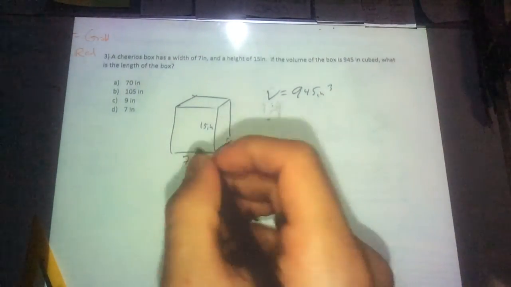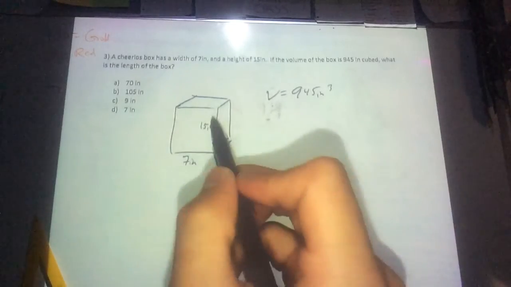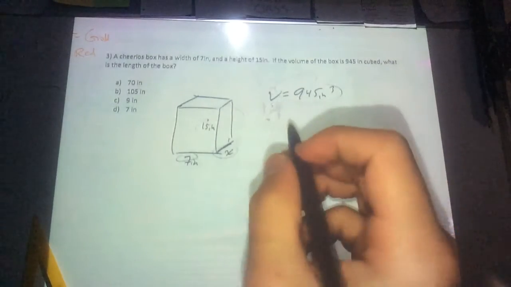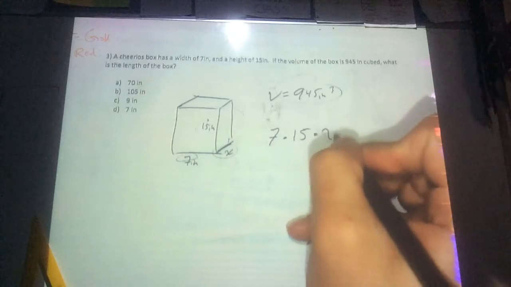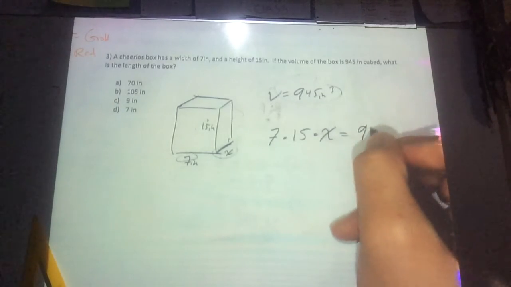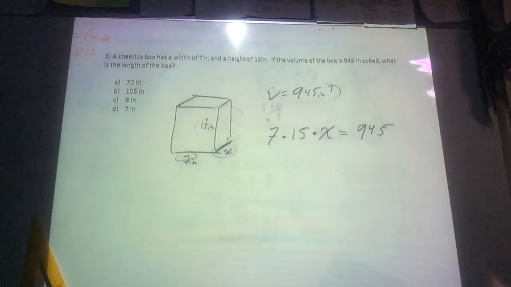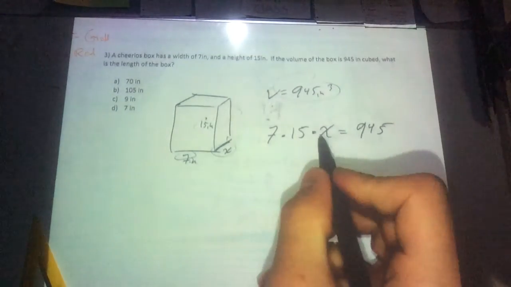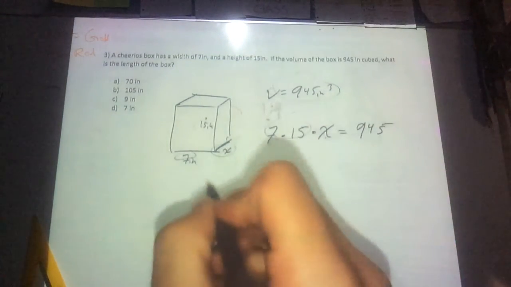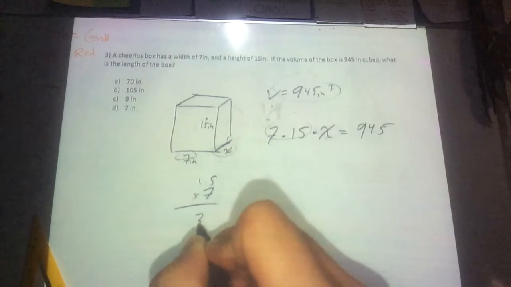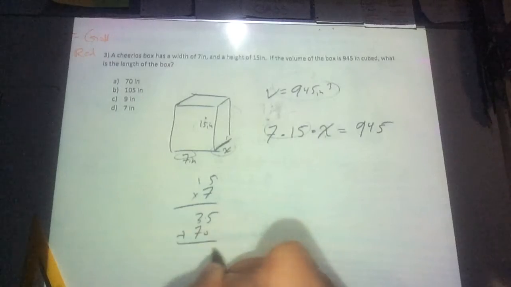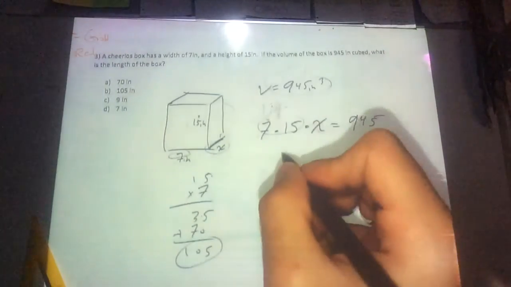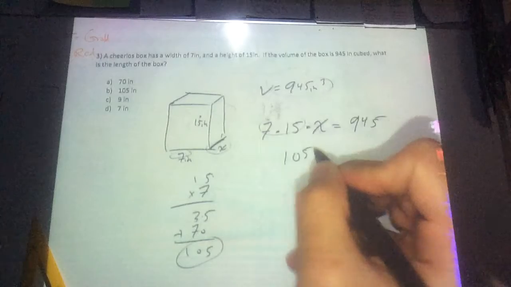So, in a rectangular prism, if I just multiply these 3 numbers, I'll get 945. So I could have something like this. 7 times 15 times x is going to be equal to 945. So I'm just going to solve for x. I just need to multiply the 7 times 15 first. 7 times 5 is 35. 7 times 10 is 70. 105. So it's going to be 105.